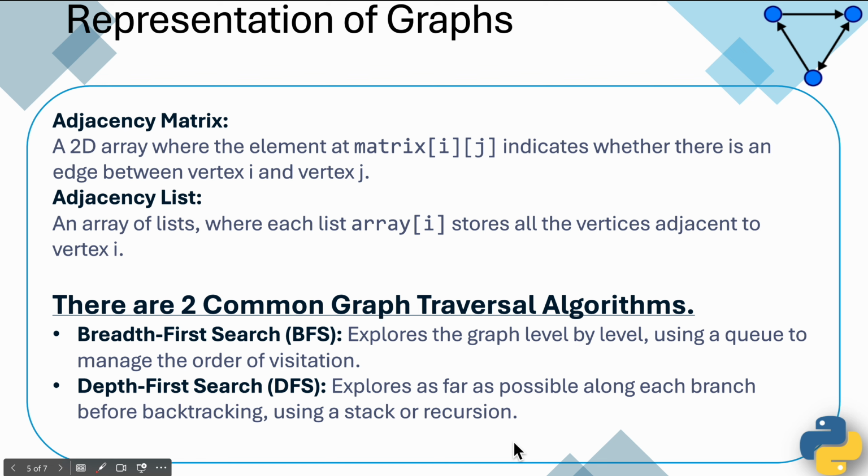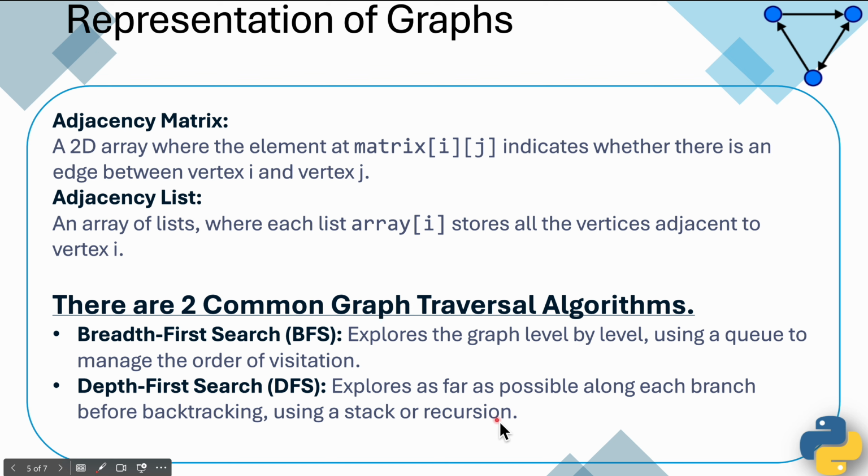Now let us see traversal algorithms for a graph. There are two common graph traversal algorithms. Breadth first search, BFS, explores level by level, using a queue to manage the order of visitation. Depth first search, DFS, explores as far as possible along each branch before backtracking, using a stack or recursion.